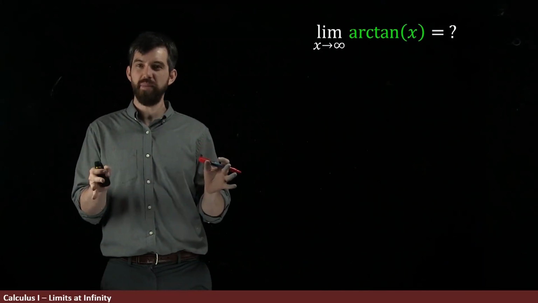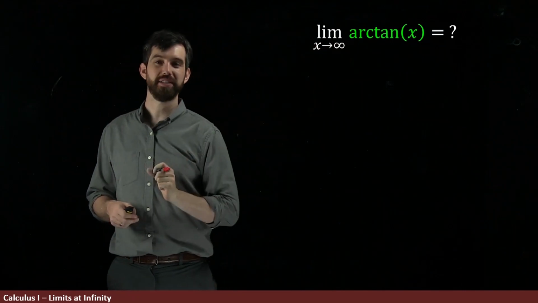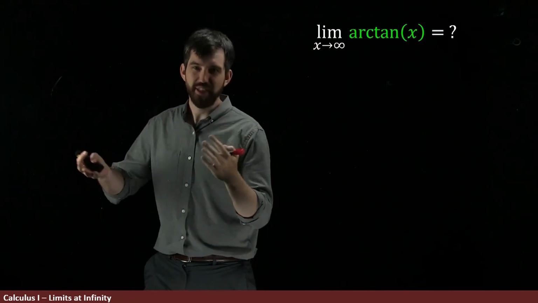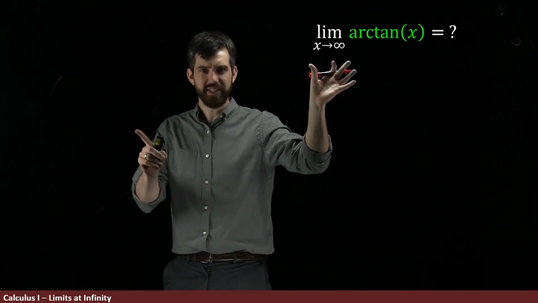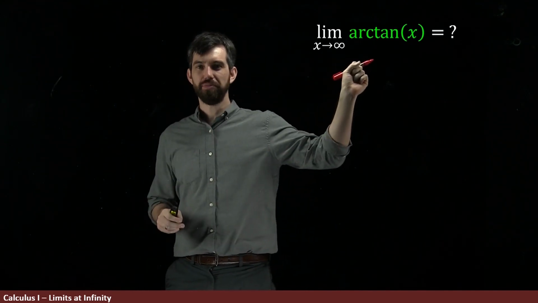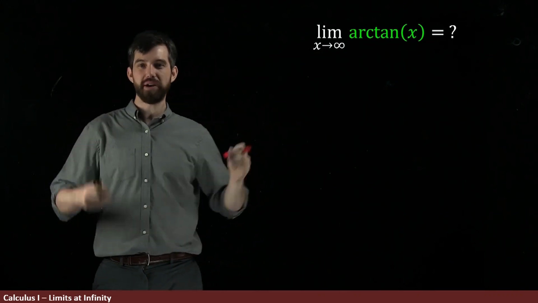Let us compute the limit as x goes to infinity of arctangent of x. So there's a couple points here that might cause a little bit of problems. First of all, hold on, x goes to infinity. We haven't seen that before. And then also arctangent of x. What exactly is that? So let's look at arctangent of x first.